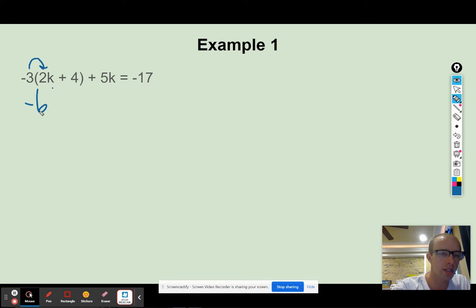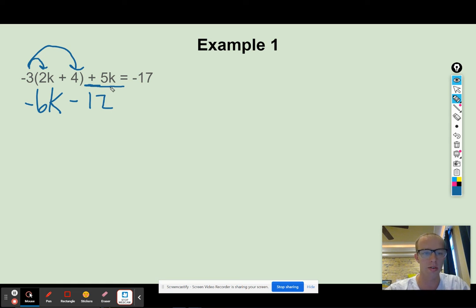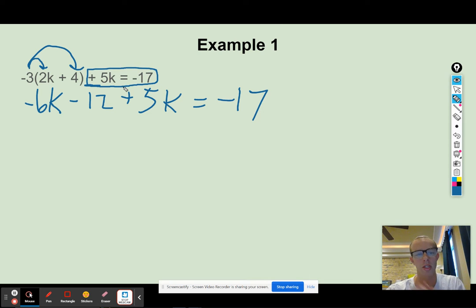That is -6k. Then this -3 goes to this +4. -3 times +4 is -12. This 5k right here is not inside the parentheses, so it can just come straight down. So plus 5k equals -17. So all this right here, I couldn't do anything with it yet, so I just dropped it straight down.